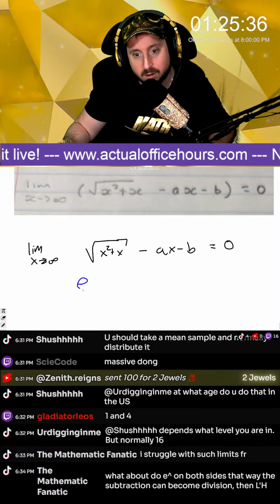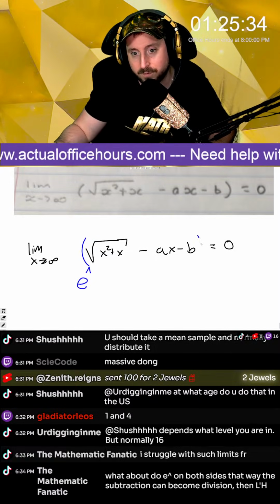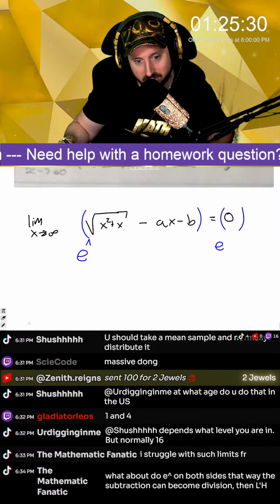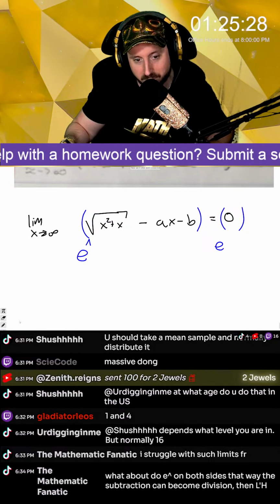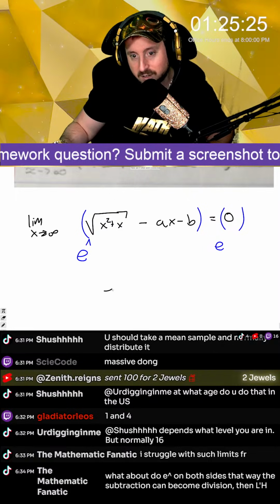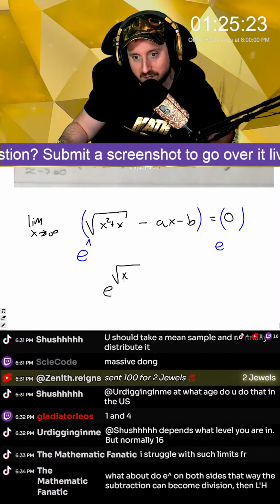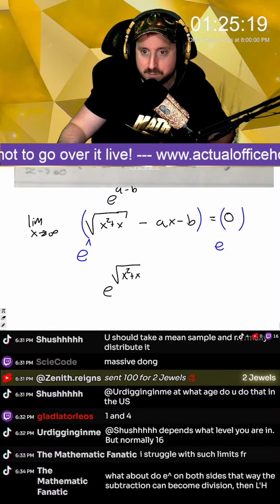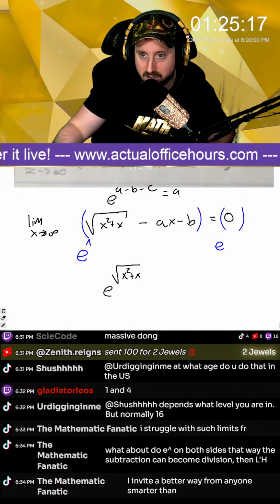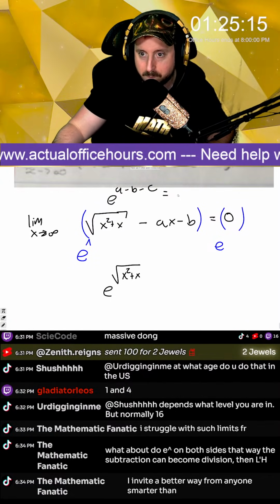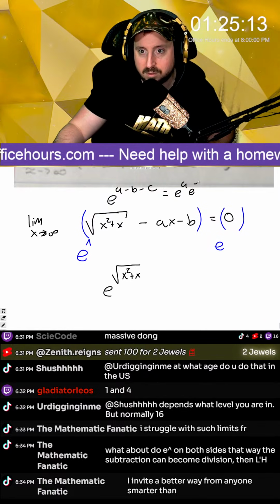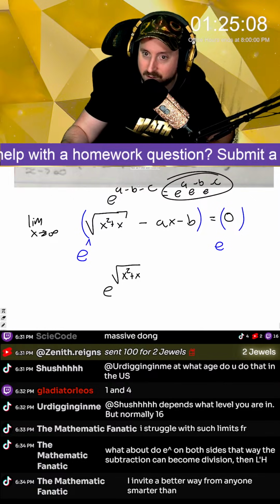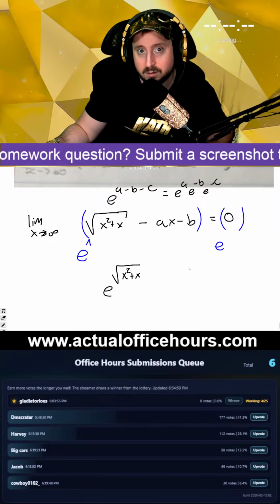Let's do that. So, Fanatic is saying, let's just do e to the on both sides. Let me know if this is legit for your teacher, if they would allow you to do this, because this is kind of cheating. Or not cheating, but it's very advanced. So when I do e to the a minus b minus c, this is the same thing as e to the a, e to the minus b, e to the minus c. This is a very cool trick, actually.